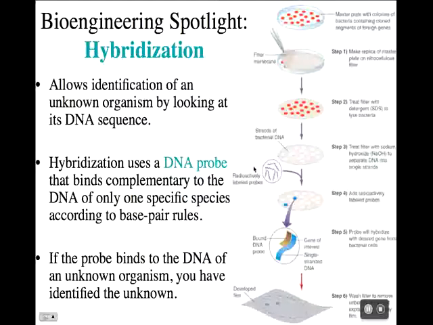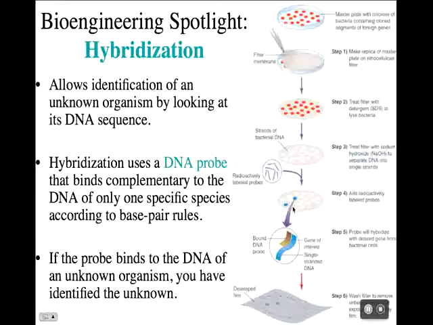Then they add in a probe, and when you buy a probe, you know which organism you're looking for because that probe will bind to only one species. So you add a probe that binds only to Mycobacterium tuberculosis, and you wash that probe over the surface of your membrane. Just rinse it over. If the probe finds tuberculosis DNA, it's going to attach through base pair rules. If it doesn't find tuberculosis DNA, it's not going to attach.